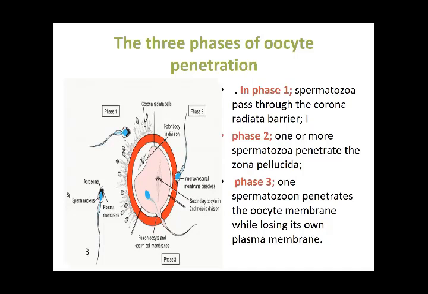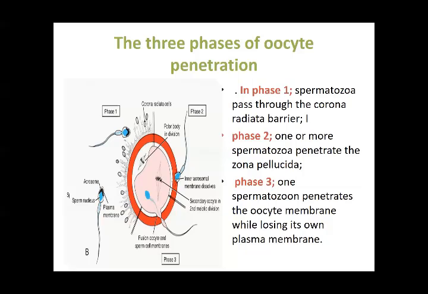So in phase one, the spermatozoa is going to pass through the corona radiata barrier, the outermost cumulus oophorus. Phase two is that one or more spermatozoa penetrate the zona pellucida. The next layer is this red one. It has to pass through the zona pellucida. And the third is that the spermatozoon penetrates the oocyte membrane while losing its own plasma membrane. So it leaves the tail outside and enters the oocyte cell plasma membrane.